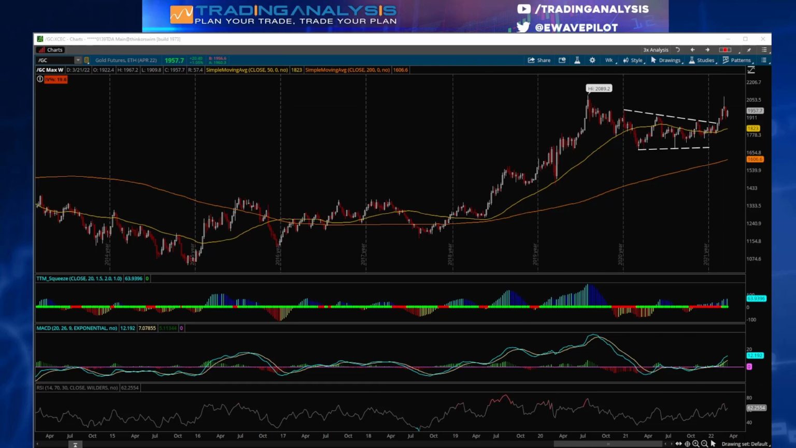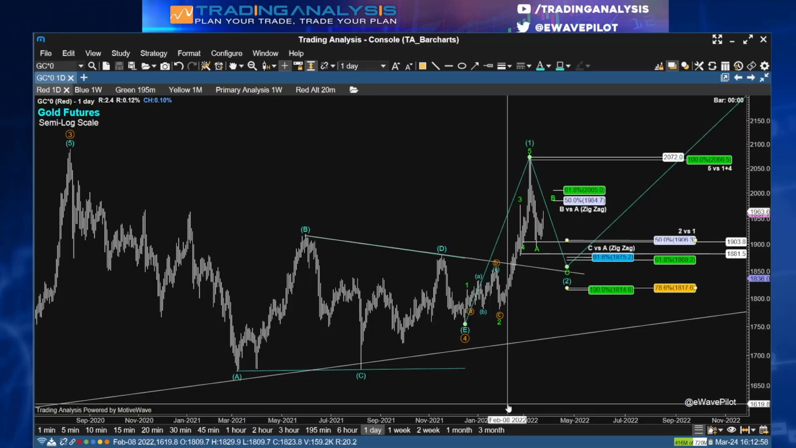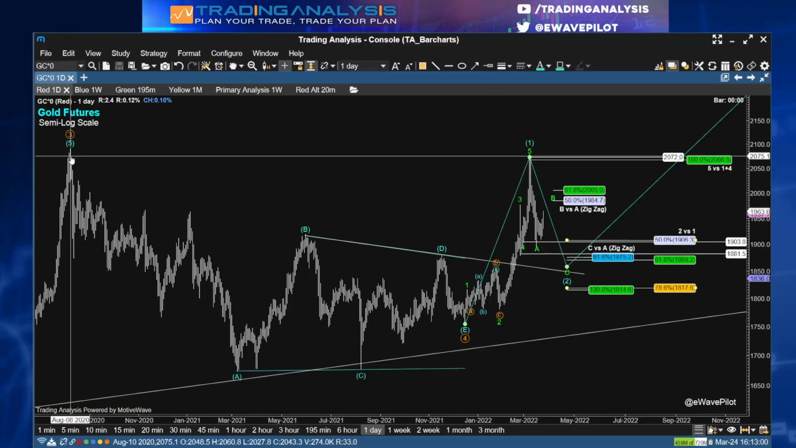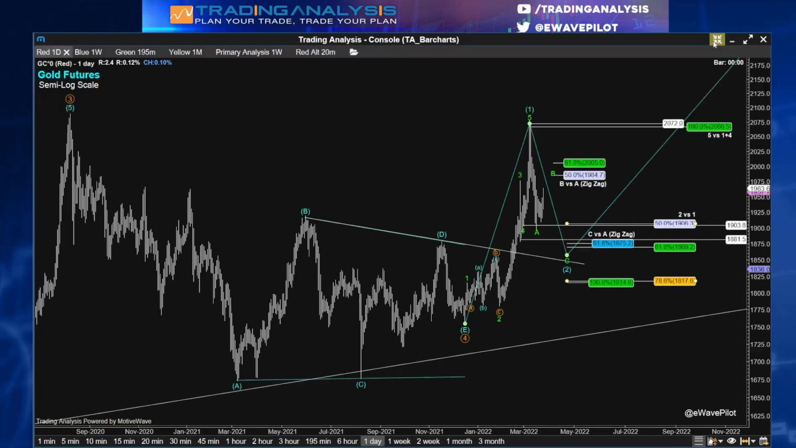Let's take a look at the Elliott wave count and the Elliott wave perspective now. So here we can see going back to the August high, and I do apologize for not having a camera. I've been dealing with some allergies here in the great state of Texas, and I felt it would be best to just present the charts today.